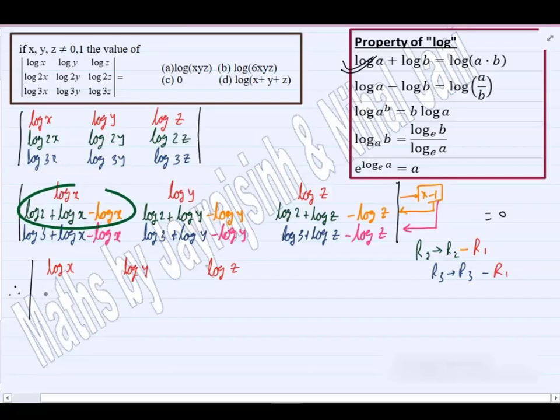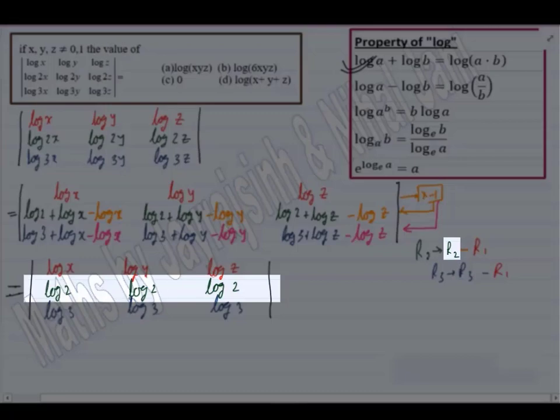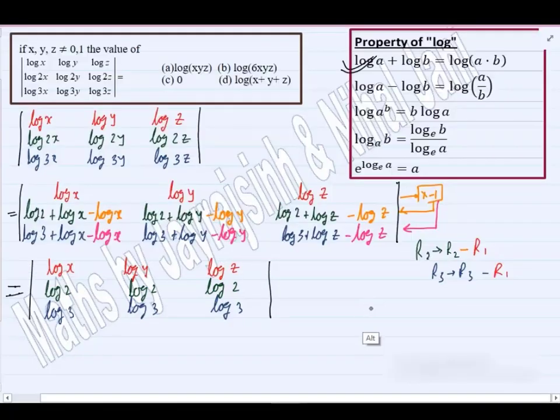Now the second row will be log 2. Log x will cancel out. Same thing, log 2 and log 2, the rest of the elements. Okay, and your third row will be log 3, and log 3. So we can take log 2 common from the second row by taking the operation R2 gives 1 by log 2 R2. So if we are dividing log 2 in the second row, you have to multiply log 2 to the determinant.